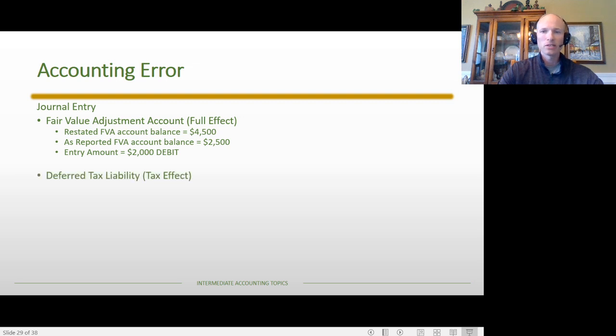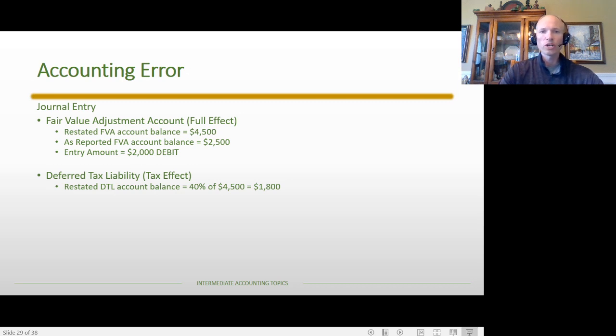The second piece is the effect on the deferred tax liability. It's very important that you remember when we talk about the deferred tax liability, it's the tax effect of the error. It's the tax effect, not the full effect, the tax effect. Now, we're going to do a little bit of math, not too much, but the restated DTL account balance should be 40% of the fair value adjustment account.